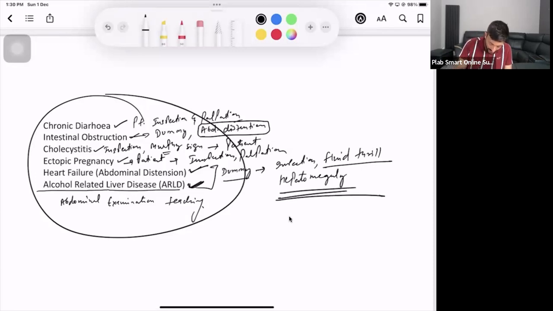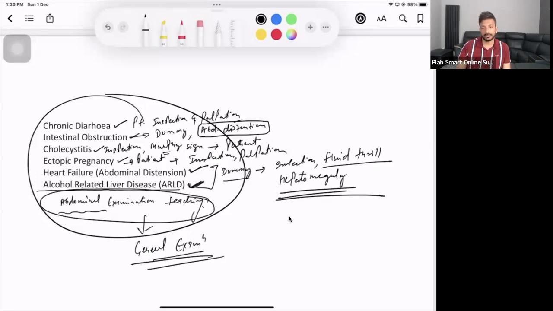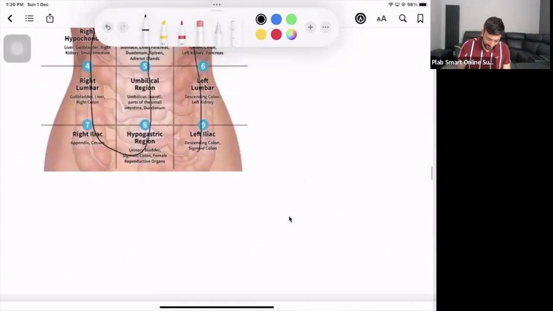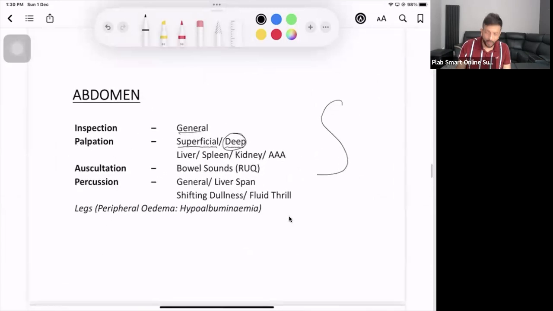And there is another scenario, which is the abdominal examination teaching. There you might be starting from the general examination as well. So that is how you need to do it. In the teaching station, obviously you will start with rapport building and you will always ask your student what exactly they want to learn. And accordingly, you will be able to teach them. Okay, so that is what you will have in abdominal examination. All right.